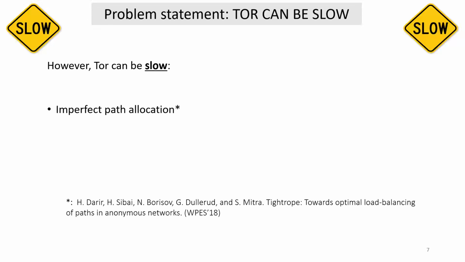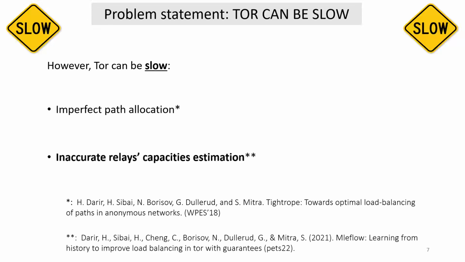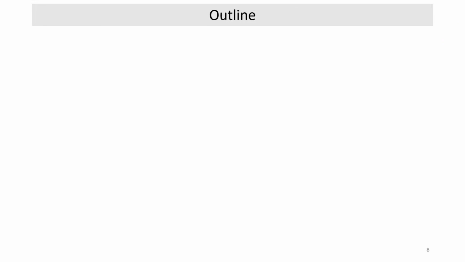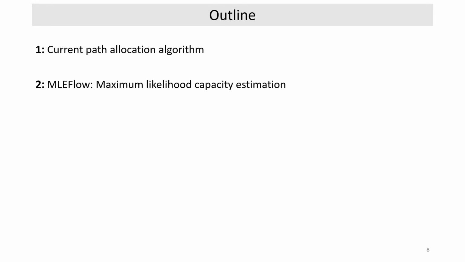It can be due to imperfect path allocations that we dealt with in a previous paper, or to inaccurate relay capacity estimation that we deal with in this paper. As an outline to this presentation, I'm going first to present the current path allocation algorithm used in the Tor network to show the importance of having accurate capacity estimations. Then I will present our maximum likelihood capacity estimation algorithm that we called MLEFlow. And then I will present the results of Shadow simulations that compare the performance of MLEFlow to other deployed algorithms for capacity estimation.